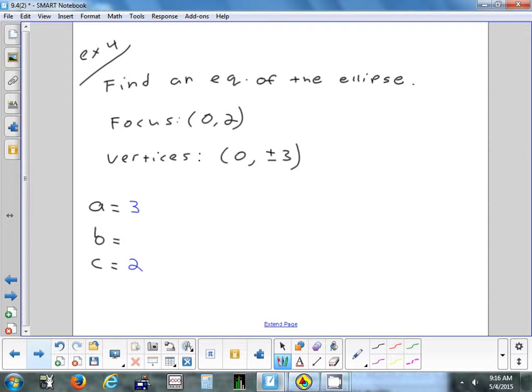C squared equals A squared minus B squared. Yep. C squared equals A squared minus B squared. Okay, so subtract. You get negative 5 equals negative B squared. 5 equals B squared. So B is the square root of 5. Okay, maybe what we'll do is, let's sketch this one. So we'll find the equation, then we'll sketch it, just to make sure people understand how to do a sketch.